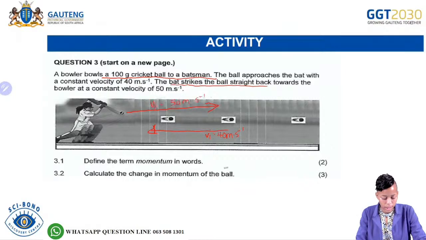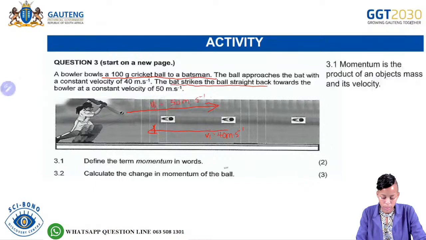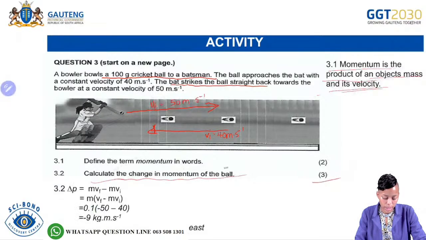Then 3.1, define the term momentum in words. Momentum is the product of an object's mass and its velocity. Remember this one, you need to define it according to the examination guidelines. And then 3.2, you need to calculate the change in the momentum of the ball. That is for 3 marks.